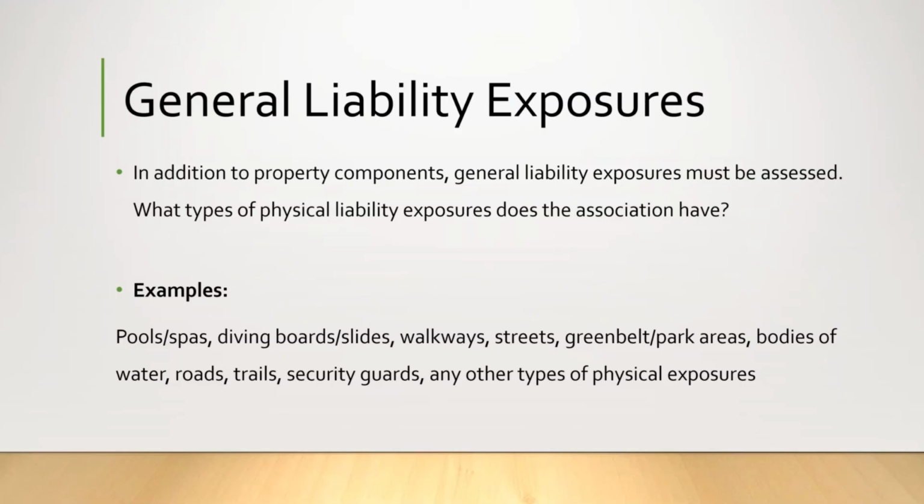Now, the general liability, CID and USI, we have that great solution. So we can package the property with the general liability exposures. What types of physical liability exposures does the association have? Again, they can have pools, walkways, streets, bodies of water, just lakes or ponds. They might have a security guard in the front. So we have the ability to write everything that's in the common area of the association. Usually we just need to either know the number of amenities that they have, or if it's an open space or lake, we just need to know the number of acres, but very simple.